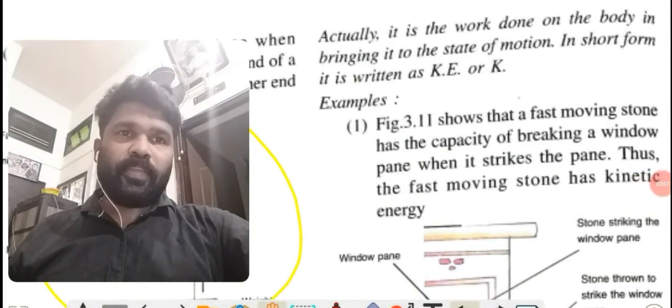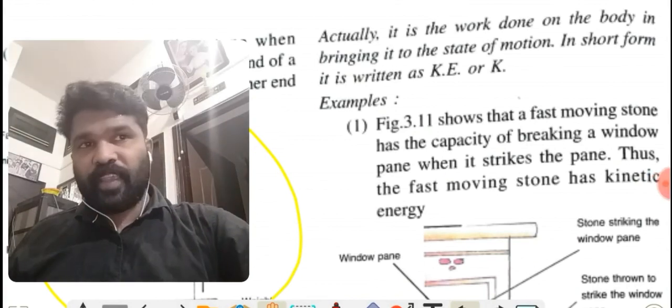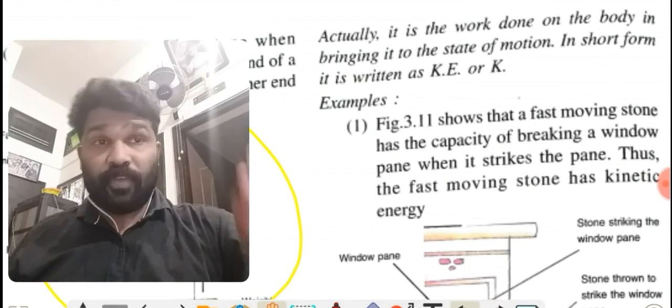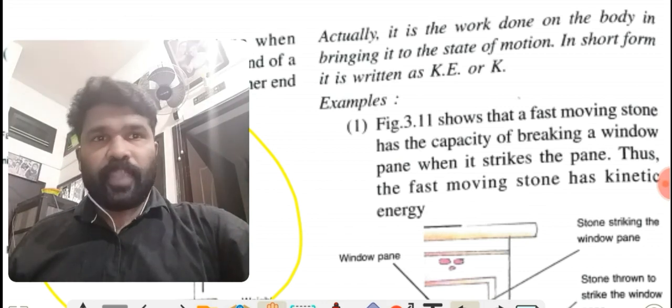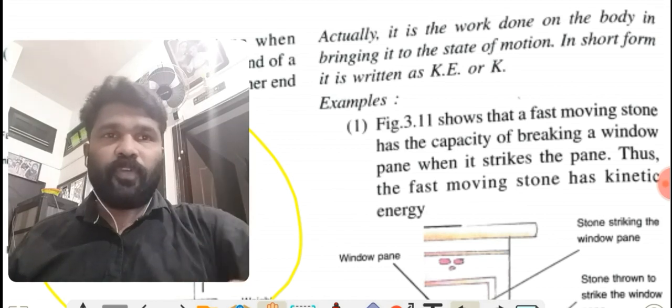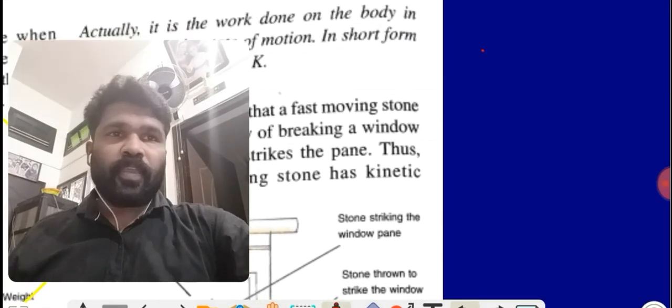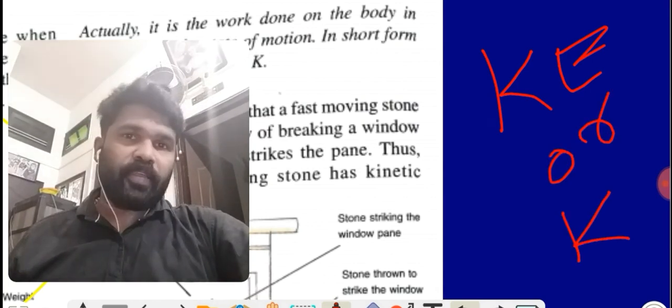Actually, it is the work done on the body in bringing it to the state of motion. Kinetic energy is the work done on the body in bringing it to the state of motion. In short form, we can write kinetic energy as KE or K. Clear?